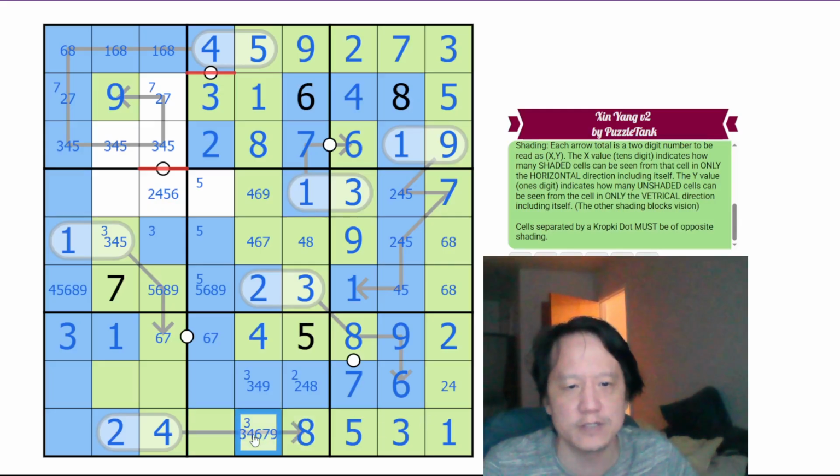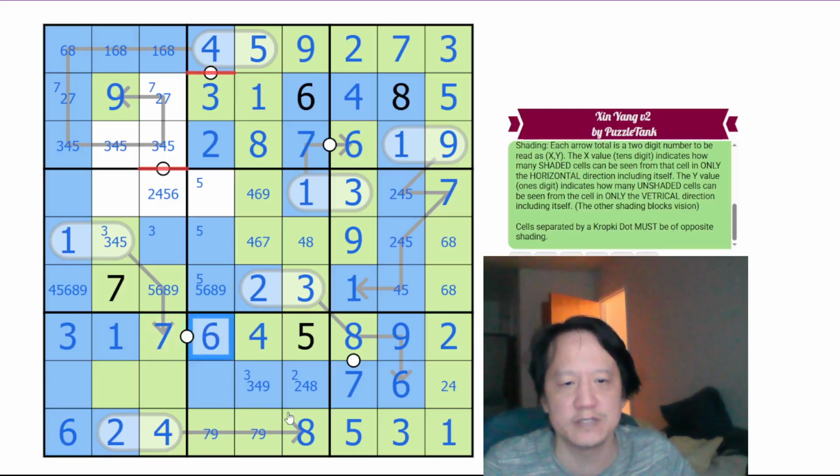So we have 8 there, and this must be 7 or 9, no 3. This is 7, 9 as a pair also. That leaves 6 remaining in row 9. That eliminates 6 in the rest of the box, so this is 7, that's 6.